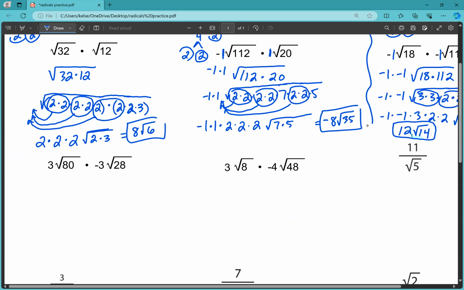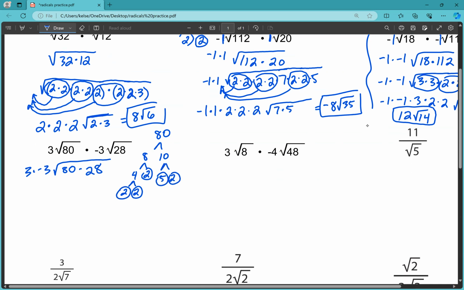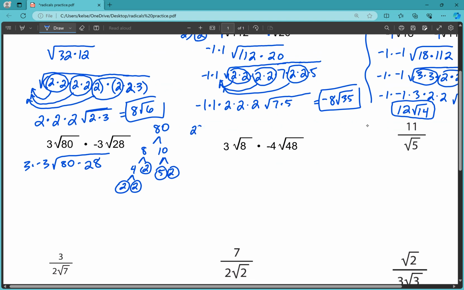Okay, so the next one we have here, again, we've got numbers on the outside as well. So we have 3 times -3. Okay, now square root of 80 times 28. I'll break that down there. So 80, we have 8 times 10. Okay, and then 28.